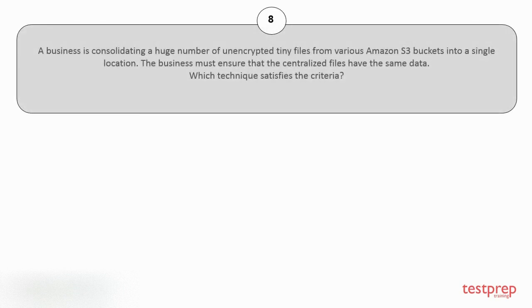Question number 8. A business is consolidating a huge number of unencrypted tiny files from various Amazon S3 buckets into a single location. The business must ensure that the centralized files have the same data. Which technique satisfies the criteria?